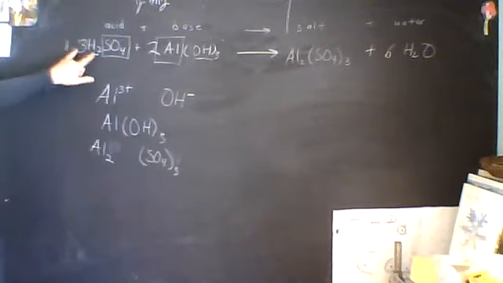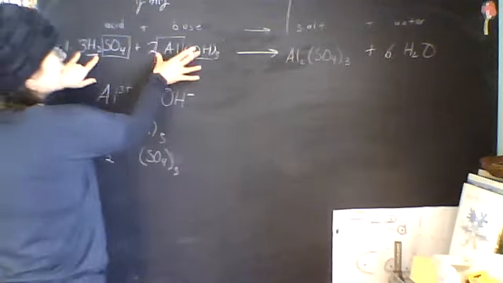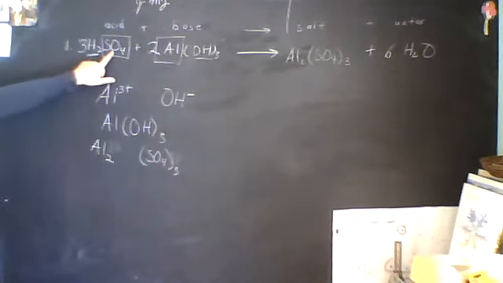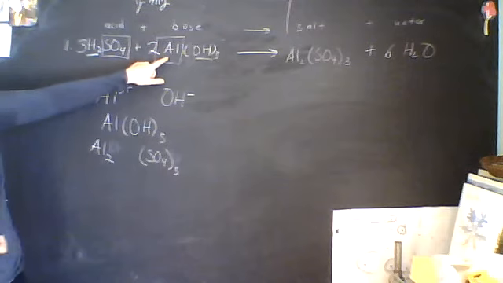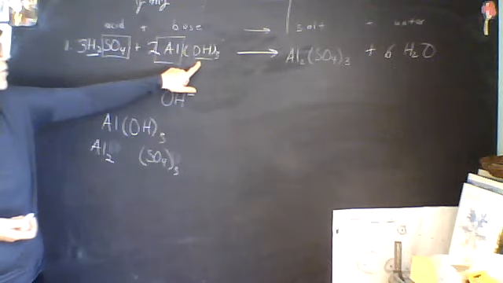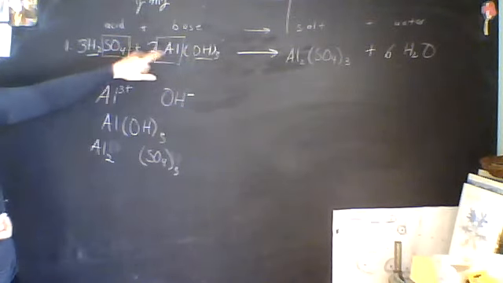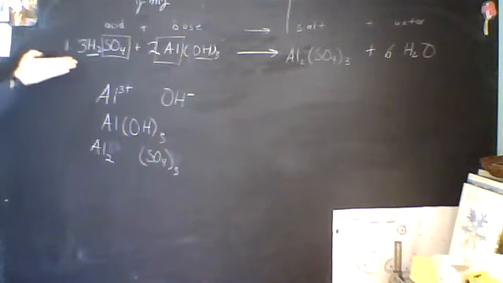Let's just check. Do we have 6 hydrogens and then 6 more, making 12? 12 hydrogens. How many SO4 polyatomic ions do we have on the left side of the equation? 3. How many do we have on the right side? 3. Good. How many aluminums do we have on the left side? 2. Right side? 2. And do we have the right number of oxygens? Yes. That's 6. Good. So this looks like a balanced equation.